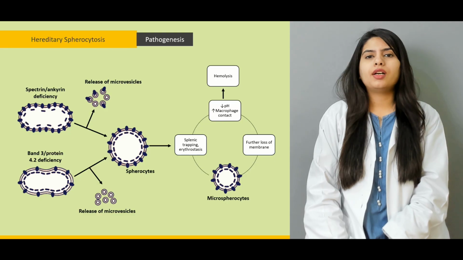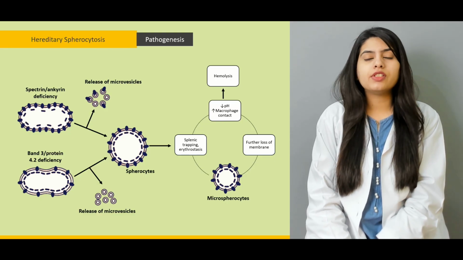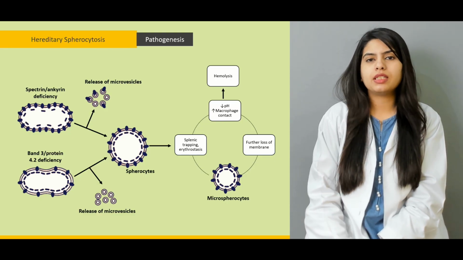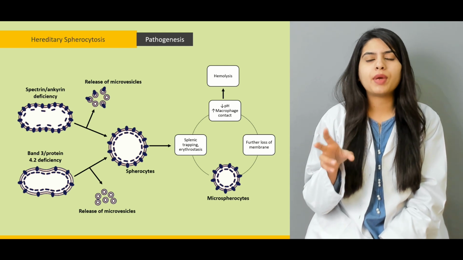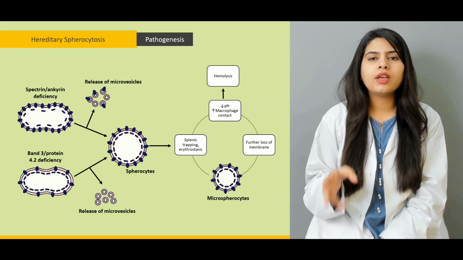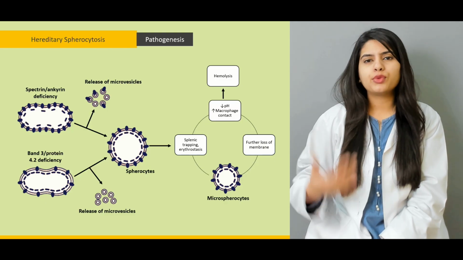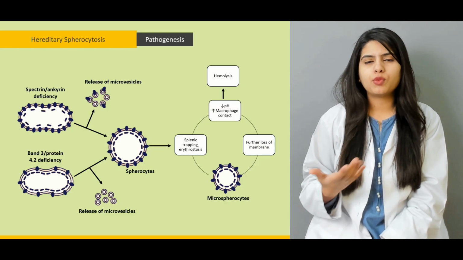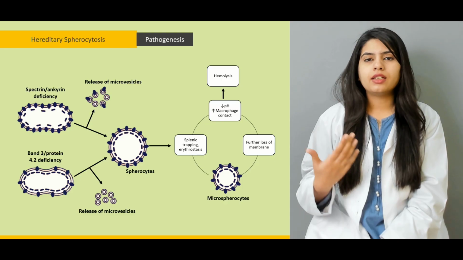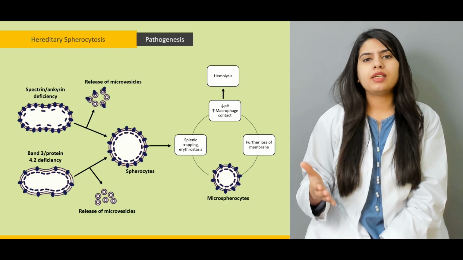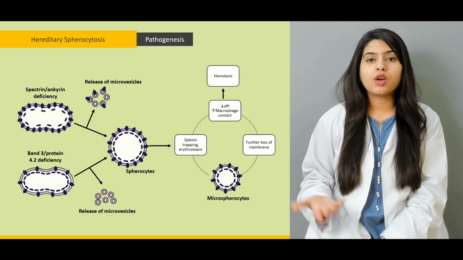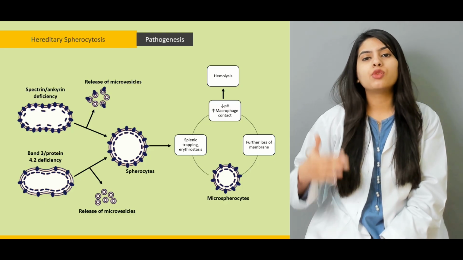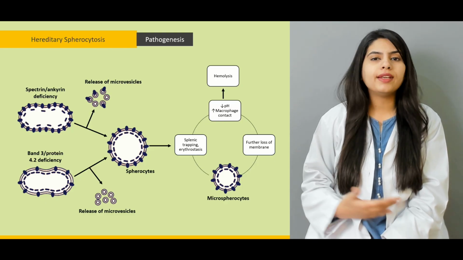So this is all that happens during hereditary spherocytosis. The thing you have to remember is that there is a deficiency of spectrin and another protein, like protein 4.2 or ankyrin, that leads to the production of spherocytes, which are immature, abnormally shaped cells. That's why they undergo hemolysis, causing hemolytic anemia.